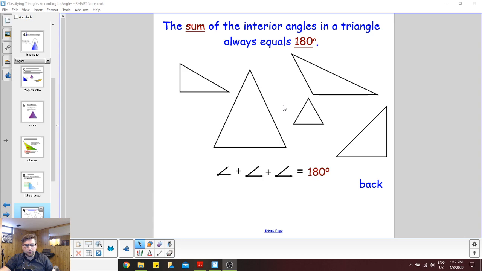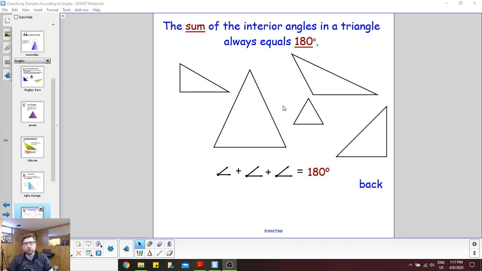And those angles in the triangle always equal 180 degrees. If your angles do not equal 180 degrees, it is not a triangle. It is a different shape, or it is not a perfect triangle.